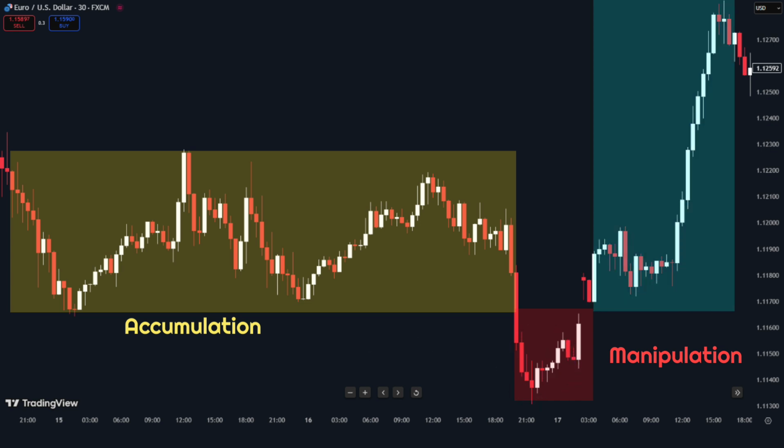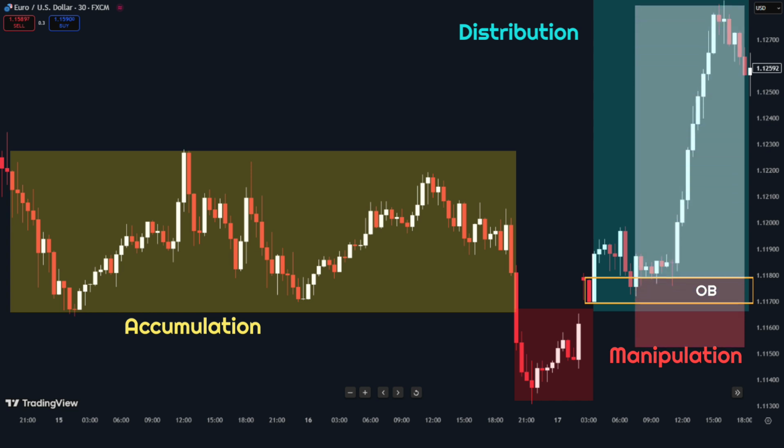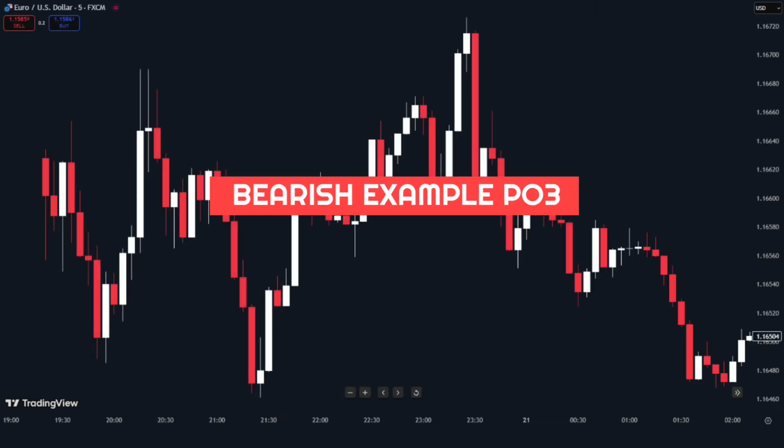From there, the distribution phase begins, where price expands strongly upward. This is where we look for bullish entries, once the candle closes back inside the range. Stop losses are placed beneath the manipulation low, and targets are set at liquidity pools above the highs or at higher supply levels. Bearish example, Power of Three.